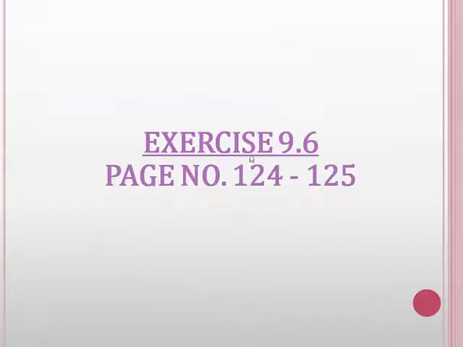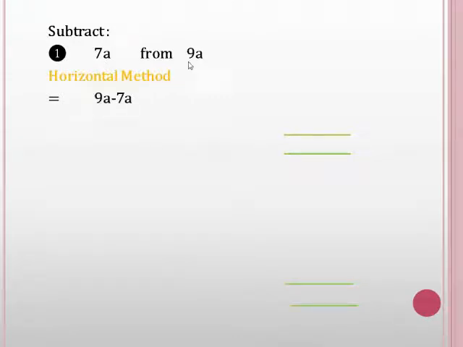Now here we start our exercise number 9.6 on pages 124 to 125. Question number 1 is: subtract 7a from 9a. Here the first method is the horizontal method. So here we write these expressions in the horizontal way, which means we write 9a minus 7a. Now the coefficients are subtracted from each other, so 9 minus 7, and the variable which is common here is a. So 9 minus 7, the answer is 2, and the variable common in both is a.